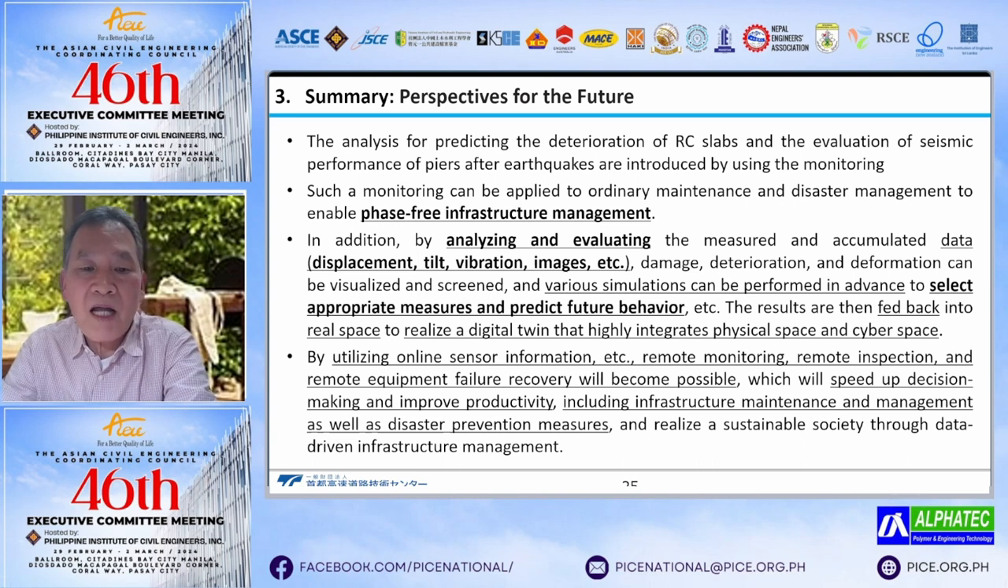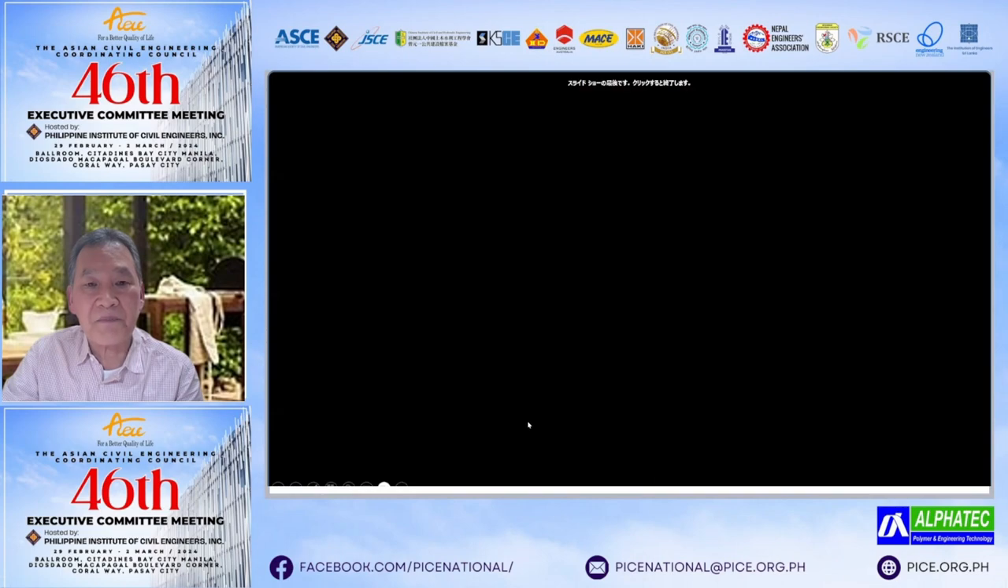By utilizing the online sensor information, for instance, today I presented remote monitoring, remote inspection, and remote equipment failure recovery will become possible, which will speed up the decision-making of road administrators and improve productivity, including infrastructure maintenance and management, as well as disaster prevention measures, and realize a sustainable society through data-driven infrastructure management. Thank you for your kind attention.